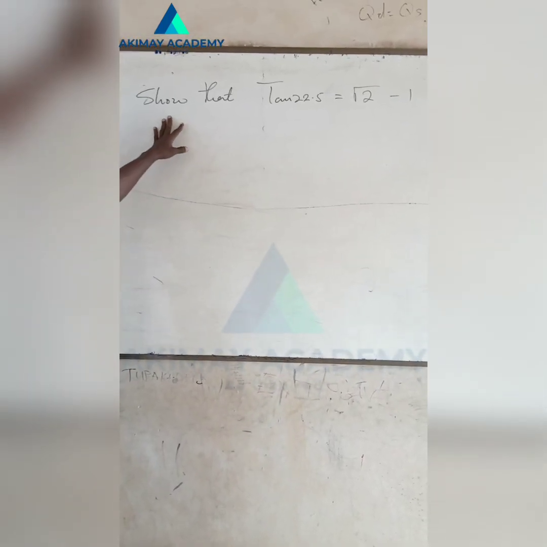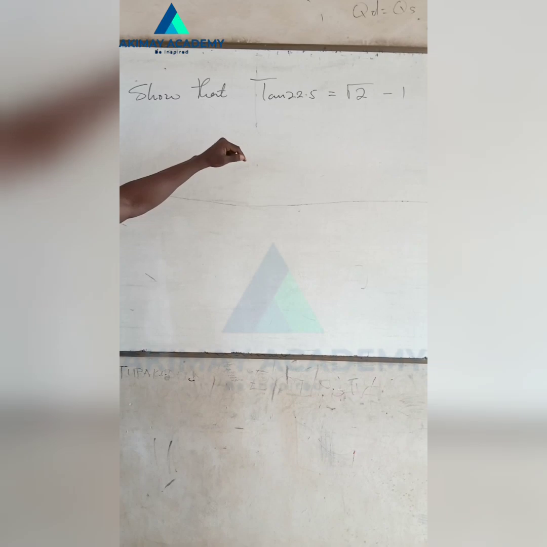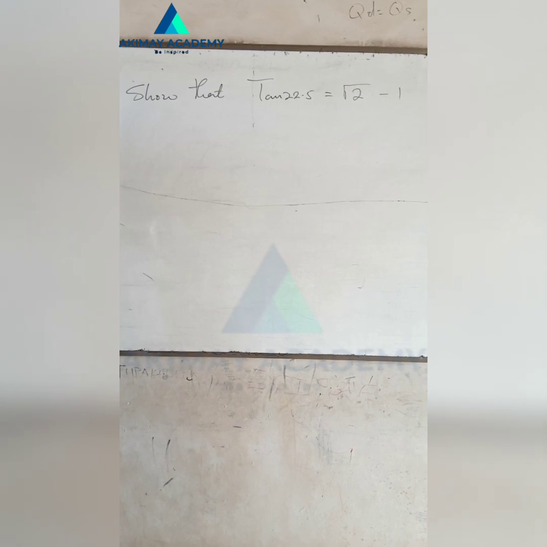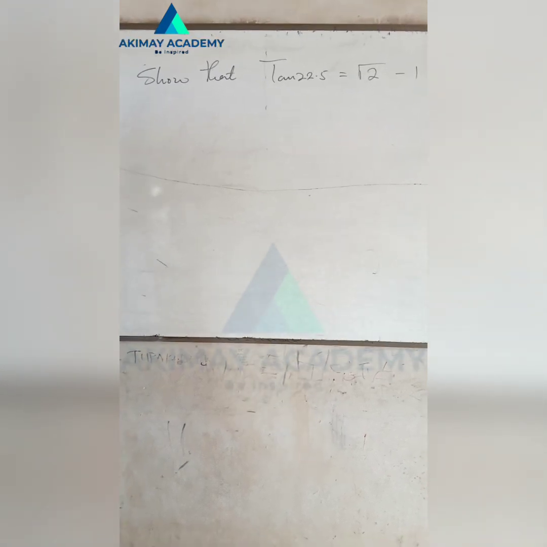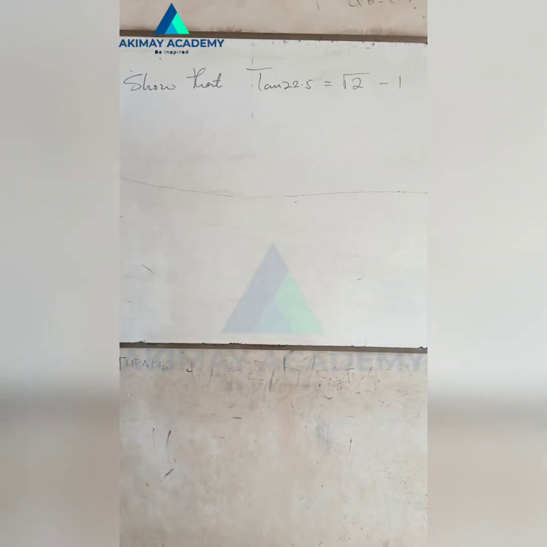So this is the problem of the day. We are asked to show that tan 22.5 equals root 2 minus 1. So the question is, how do we show that tan 22.5 equals root 2 minus 1?